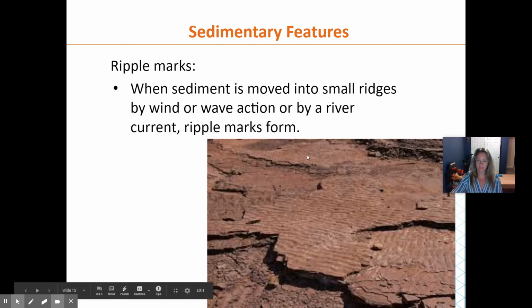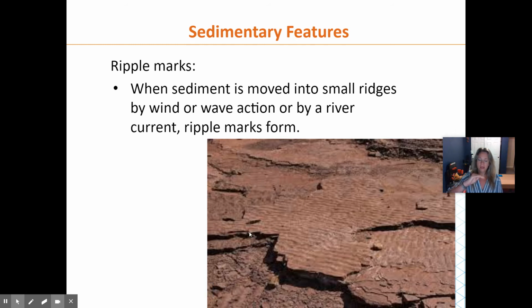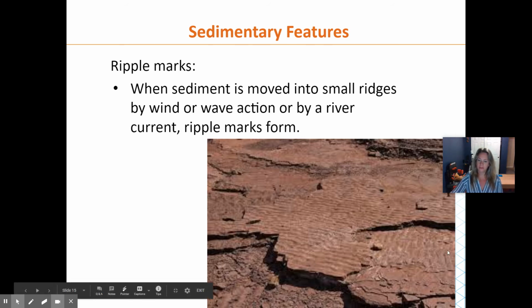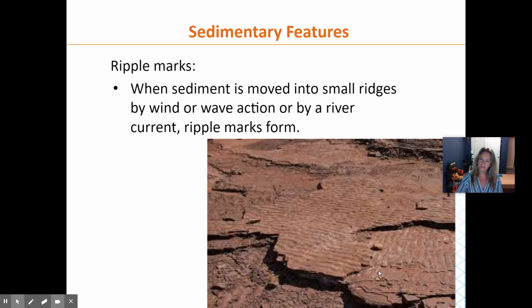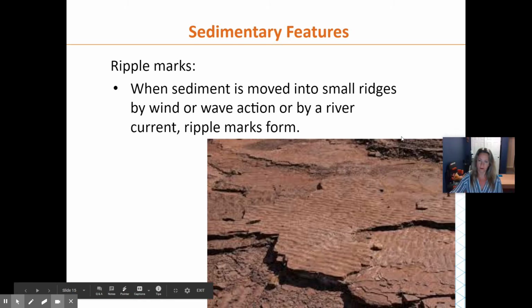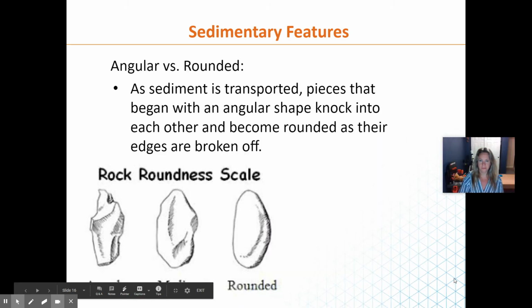So basically, those ripple marks say that this was covered by water, really shallow water. And then the water evaporated, and the minerals are left behind, cement together, and form these little ripple marks. And these are like petrified, like fossilized ripple marks. So we can tell this area used to be covered by water because of those ripple marks.